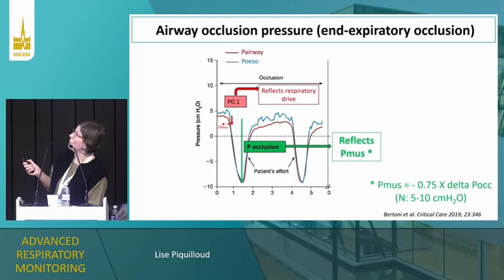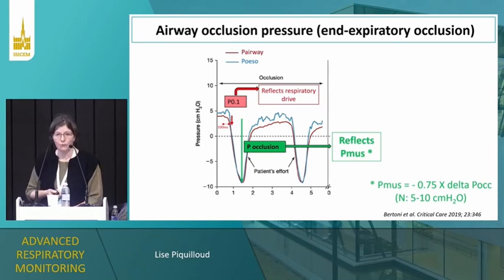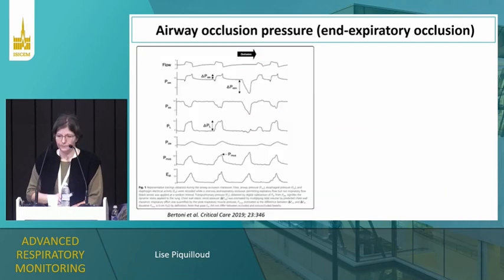And they have shown that if you use the occlusion pressure and you do times 0.75, you assess very reliably muscular pressure. Normal value for normal subjects is between 5 and 10 for muscular pressure, which corresponds to about 12 to 15 for occlusion pressure. But again, it's for normal subjects.